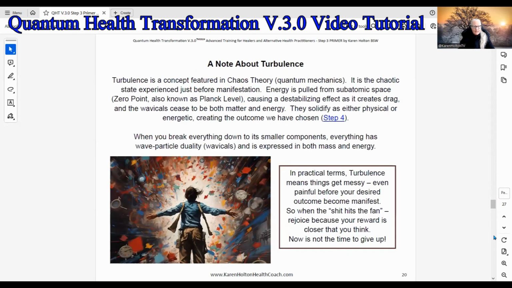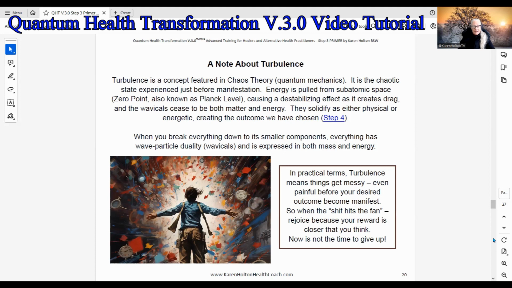A note about turbulence. Turbulence is a concept featured in chaos theory, quantum mechanics. It is the chaotic state experienced just before manifestation. Energy is pulled from subatomic space, which is also known as zero point or the Planck level, causing a destabilizing effect as it creates drag, and the wavicles cease to be both matter and energy. They solidify as either physical or energetic, creating the outcome that we have chosen. And I recommend that you go back and review step 4. And here's the link in the primer.